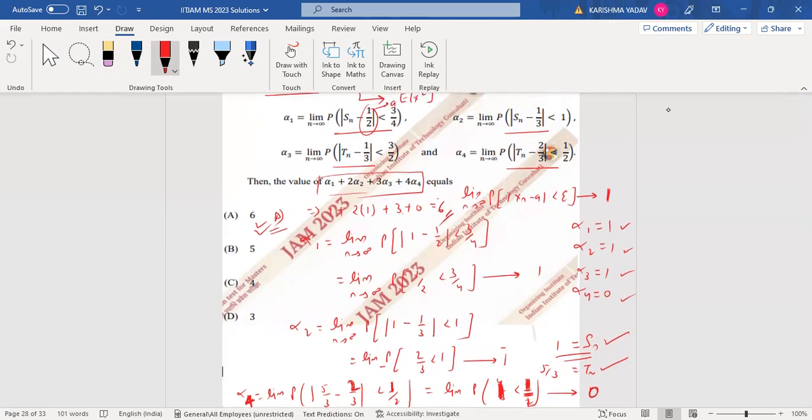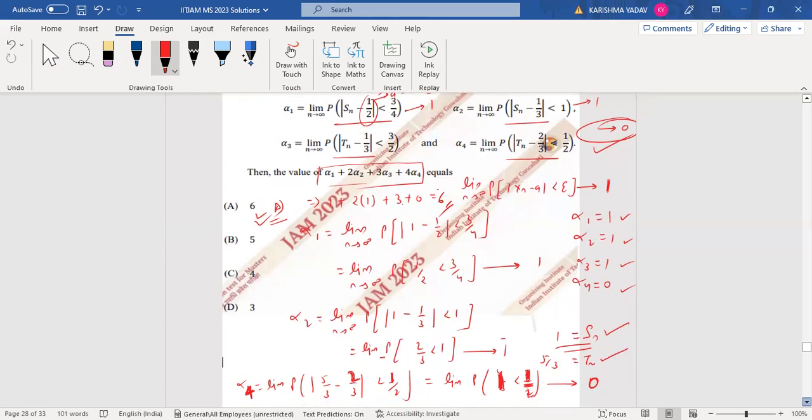Otherwise you just have to do a simple calculation and check whether this is less than or greater than the bound. If this is less than, then it will converge to 1, and if this is greater than, then it will converge to 0. So this is all about the convergence in probability. How will you use the definition of convergence in probability?